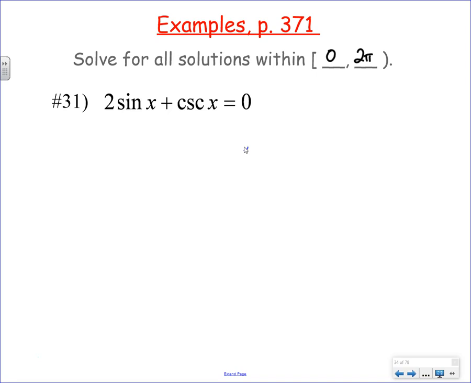Wait, don't they cancel out? Oh, wait, no, if it was times. Joel was like, hey, if it's times, 1 over cosecant cancels. But this is plus. Do we want to be stuck with cosecant? No, ma'am. So let's change cosecant to be 1 over sine.